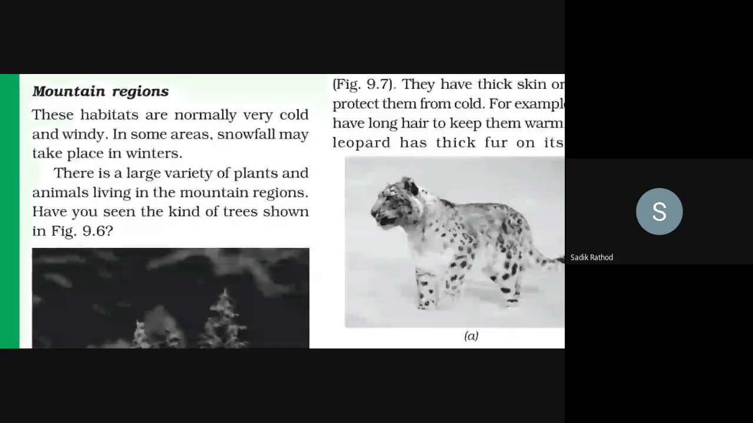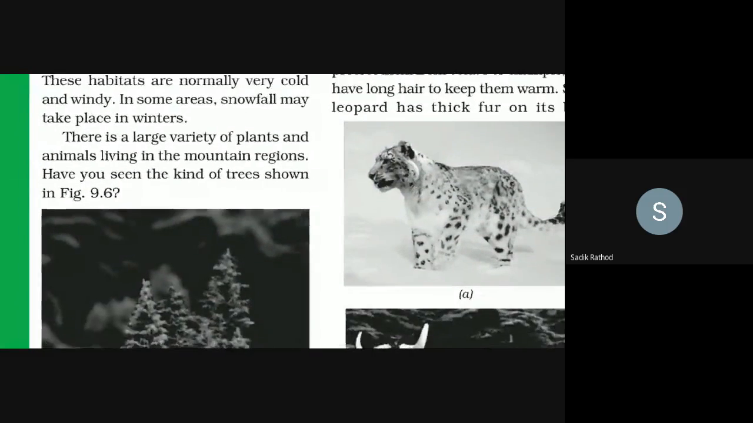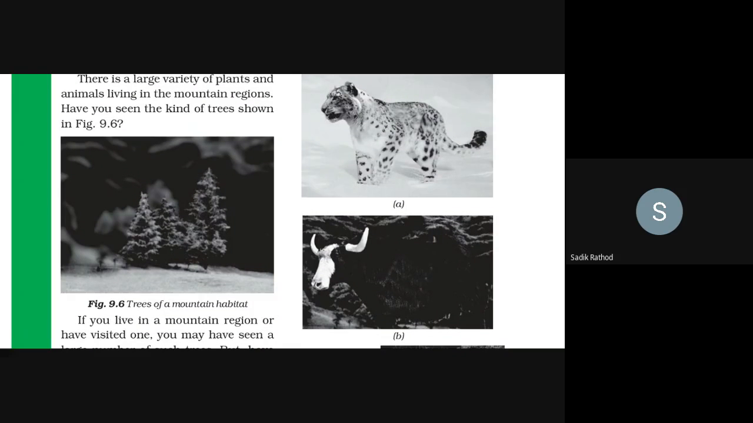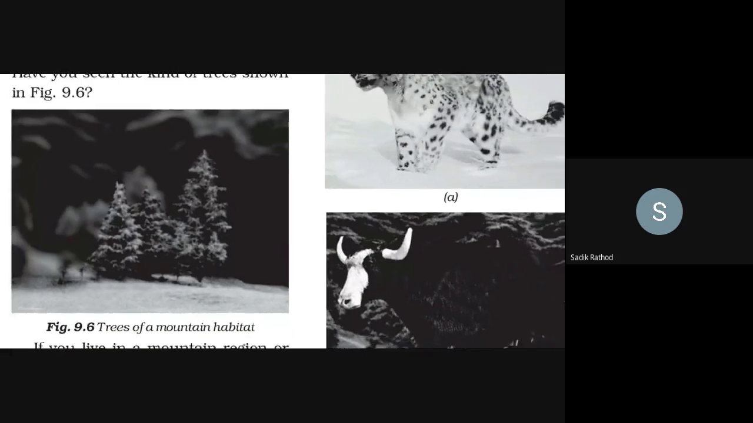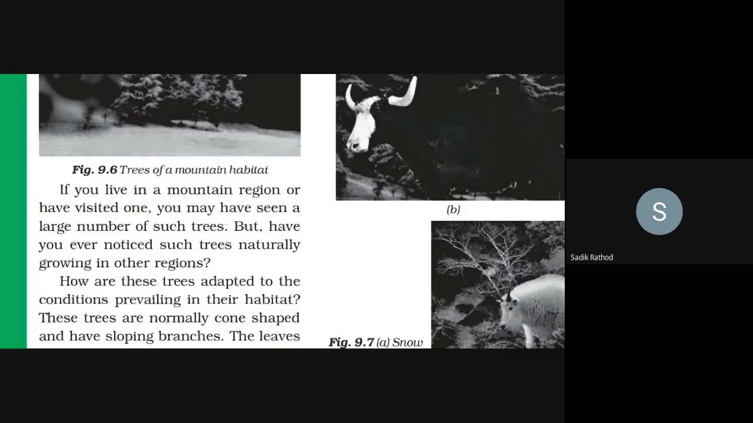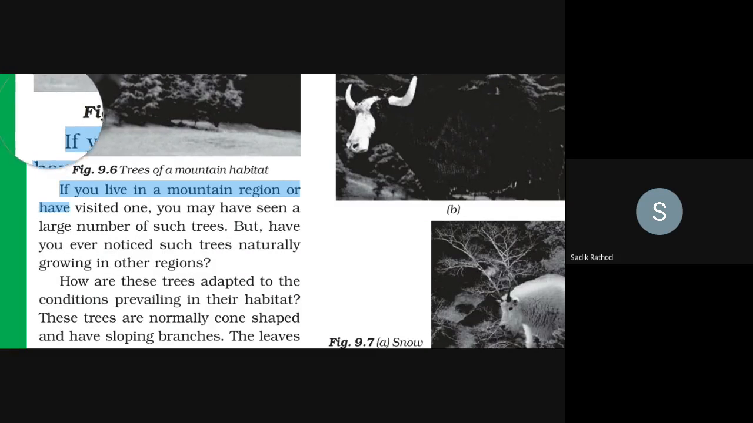Have you seen the kind of tree shown in Figure 9.6? It's like a Christmas tree, right? If you live in a mountain region or have visited one, you may have seen a large number of such trees. But have you ever noticed such trees naturally growing in other regions?